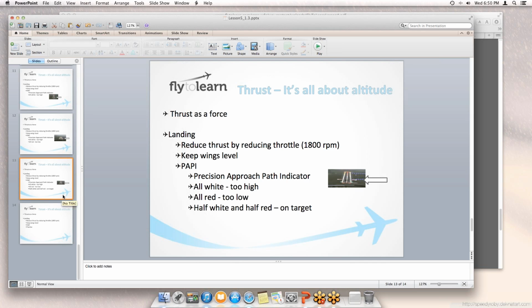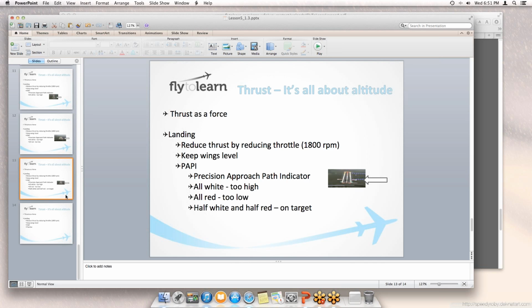The next thing is where we want them. We want them half white and half red. It means you're on target. Kind of reminds me of Goldilocks and the Three Bears, because all white is the porridge being too cold. It's just too cold. You're too high. It's not gonna work.